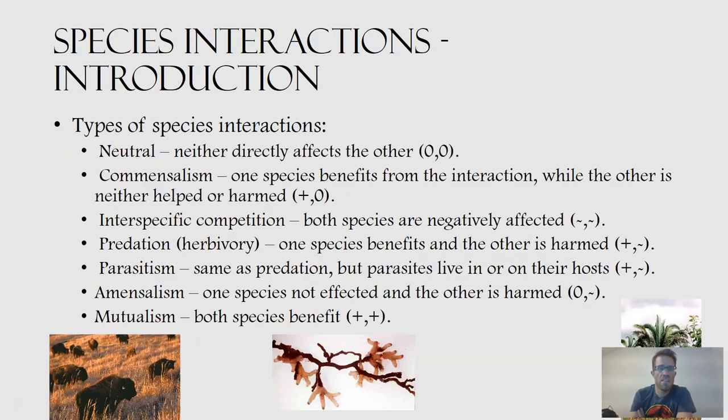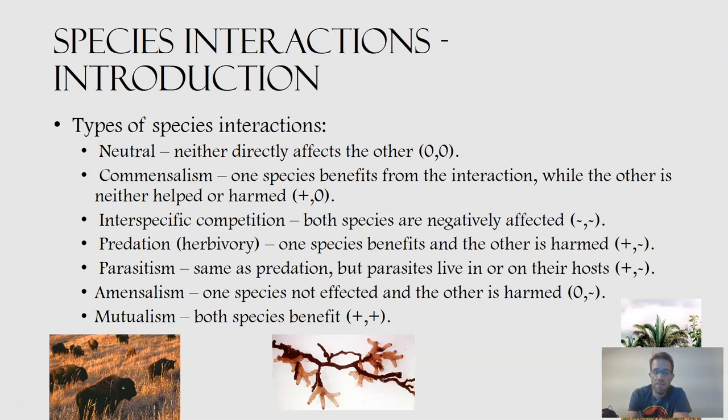In general, we can think about species interactions based on whether they're positive or negative towards each other. So species can be neutral, really they are there, but they're not really interacting much, or they're interacting, but it's not positive or negative, it just is. We could think about it in terms of commensalism, where one species benefits and the other is neither helped nor harmed. We could think about it in terms of competition, interspecific competition between two species. And this is really where both species are negatively affected.